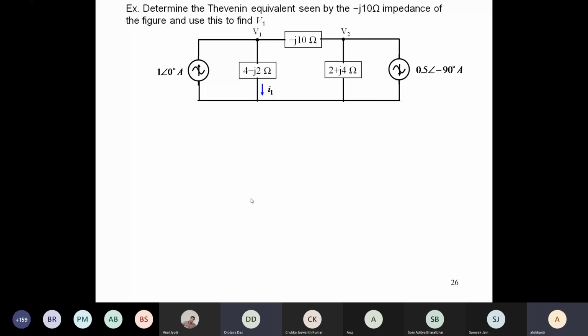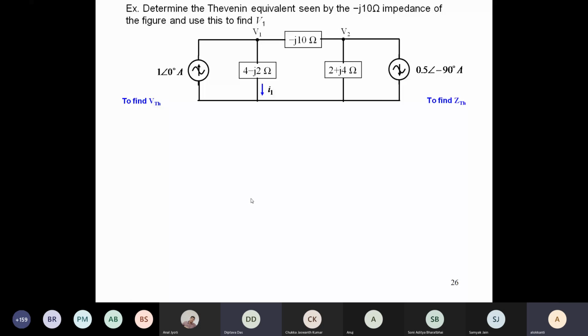So basically, these are the two things to be found for the Thevenin equivalent: VTH, the Thevenin voltage, and in this case ZTH, because it is the Thevenin impedance. We all know that to find these you basically have two circuits. To find VTH, what you have to do is remove that impedance and find the voltage across the two open terminals.